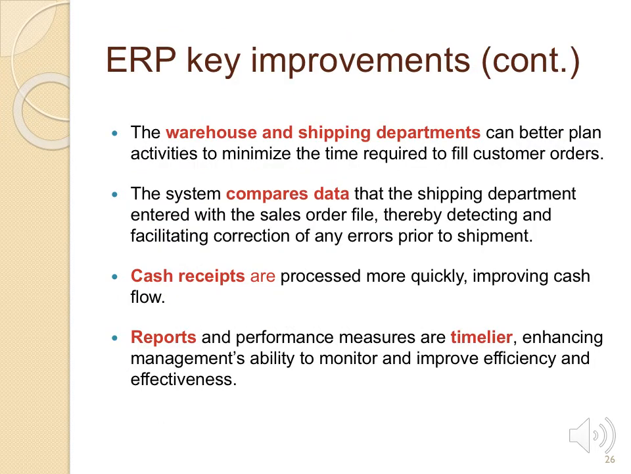Warehouse and shipping can better plan activities and minimize the time required to fill customer orders, and they're going to be using technology like RFID and barcode technology so they can update things more accurately and quickly. We can compare shipping data with sales order data, and those should reconcile. If there's a difference, we can find out the reason pretty quickly. Maybe there was a back order, so it may be something legitimate. Cash receipts are processed more quickly. Reports are timelier.